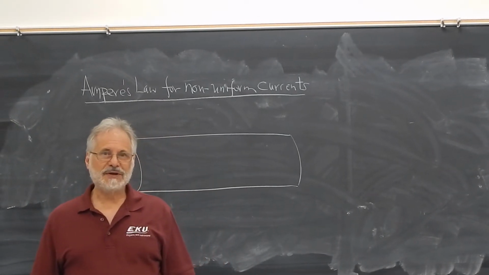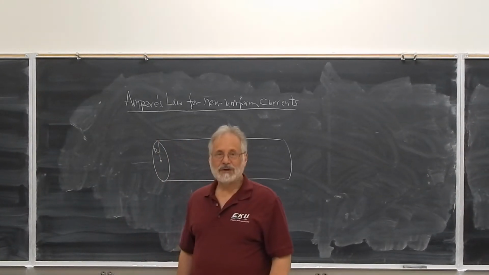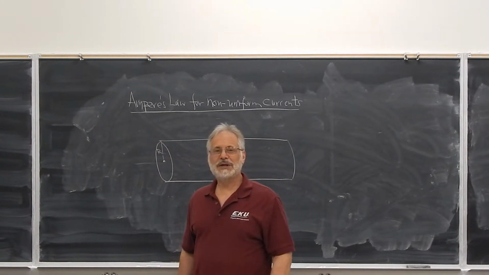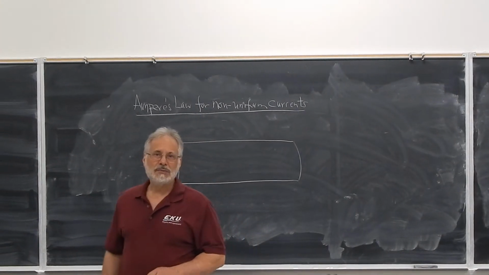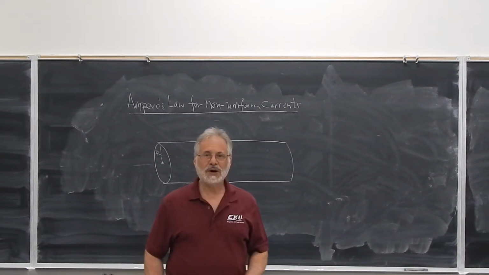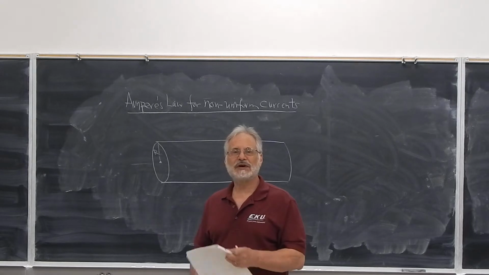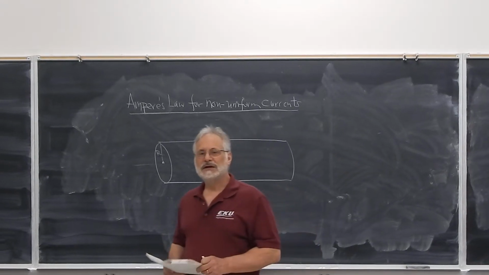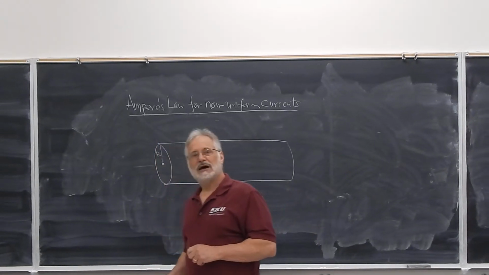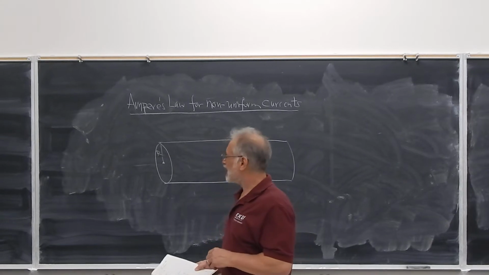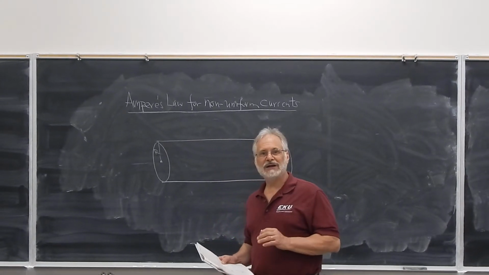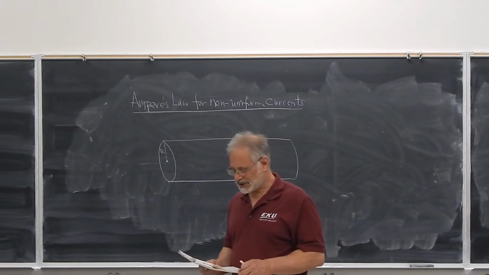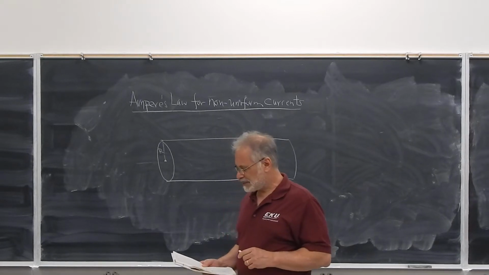Welcome to Magnetic Fields Part 5. Today we're going to be discussing a number of applications of Ampere's law, but what I'd like to do is start out with one that doesn't get discussed very often at the introductory level, and that is how to apply Ampere's law to find magnetic fields for non-uniform current distributions. This is sort of a fun thing to do.